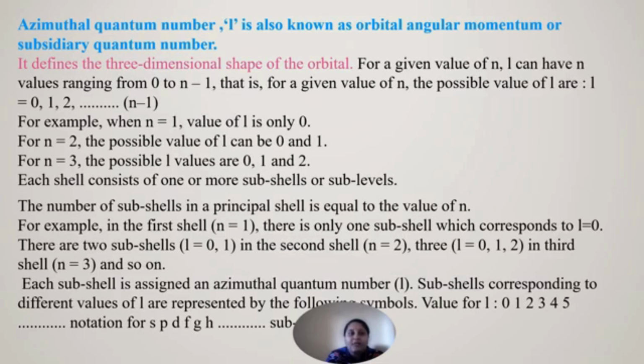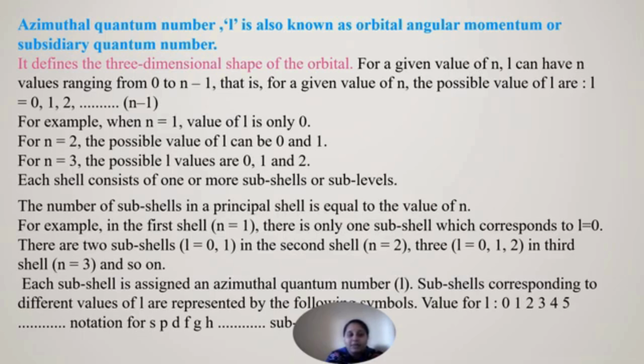For example, when n equals 1, the value of L is also 0. When n equals 2, the value of L can be 0 and 1. If it is 3, the values are 0, 1 and 2. As each shell consists of one or more subshells or sublevels, the number of subshells in a principal shell is equal to the value of n.